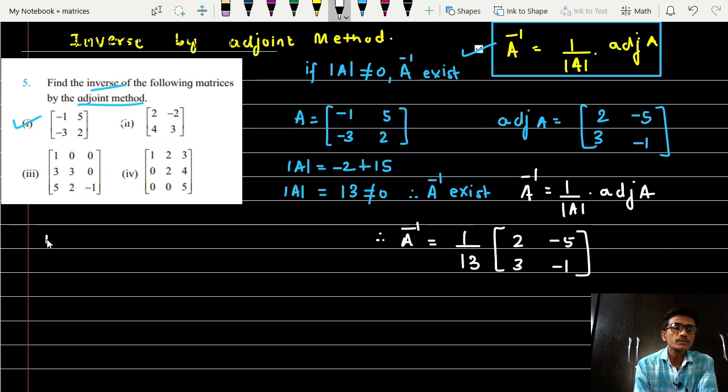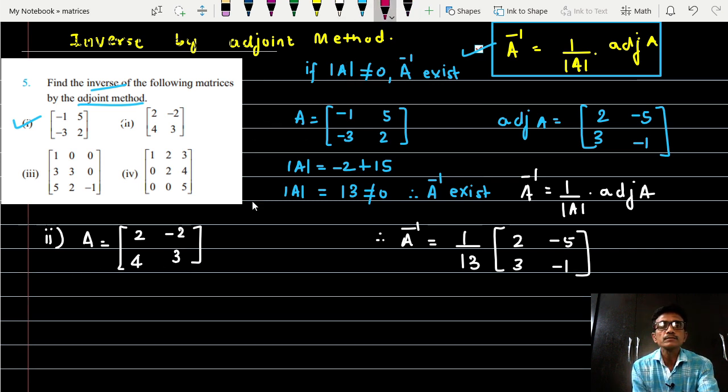Next is the second question, matrix A is equal to 2, 4 in the first column, -2, 3 in the second column. Let us find the determinant of this matrix. Determinant of A is equal to 6 minus of minus 8. This is 8 and this is 6. Minus of minus will be plus, which is 14. Clearly it is not equal to 0. Therefore A inverse exists.